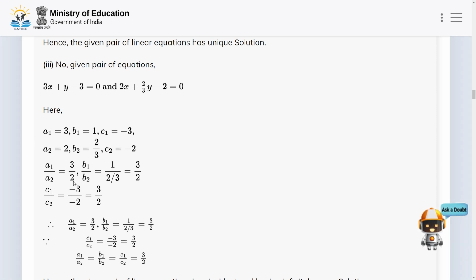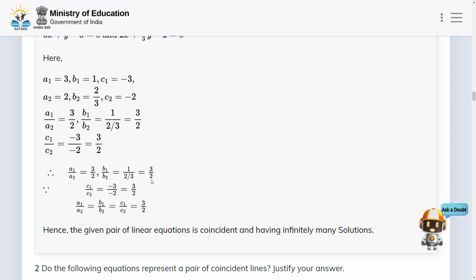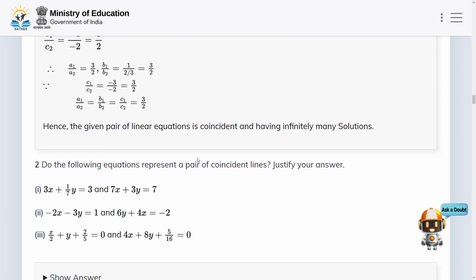Okay, so now the ratio a1 by a2 is equal to 3 by 2, b1 by b2 is equal to 1 by 2 by 3, that is equal to 3 by 2, and the ratio c1 by c2 is equal to minus 3 over minus 2, and this is equal to 3 by 2. Therefore here a1 by a2 is equal to b1 by b2, and this is also equal to c1 by c2. Hence, the given pair of linear equations is consistent and has infinitely many solutions.